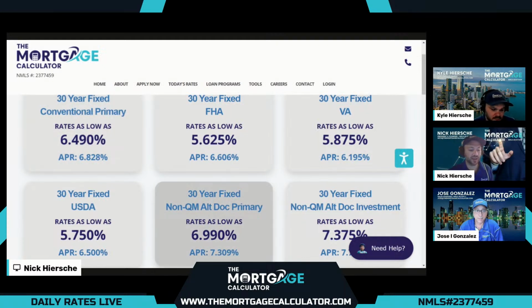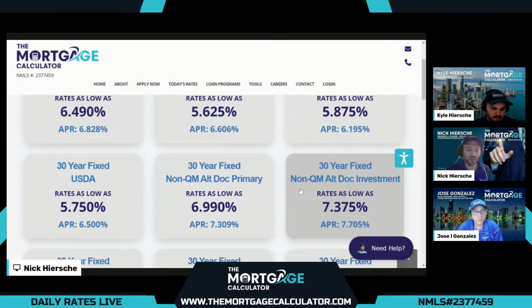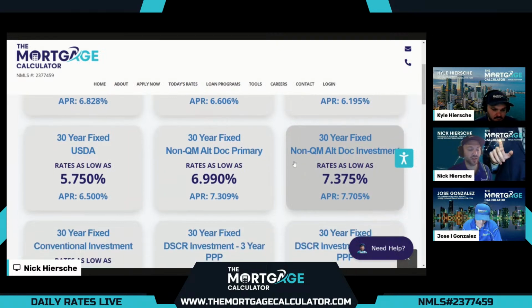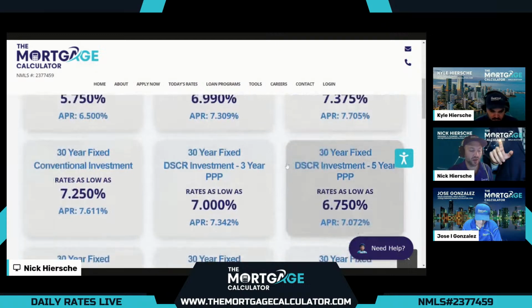And again, our customer can qualify where with most other banks or lenders they would not. Now moving on to our investment property options. Lots of flexibility with investment properties as well when we get into our alternative programs. First up is our 30-year fixed non-QM alt doc option for an investment. So this would again probably be bank statement or similar, 7.375 rate, final APR 7.705. And we'll compare that to our other investment options.